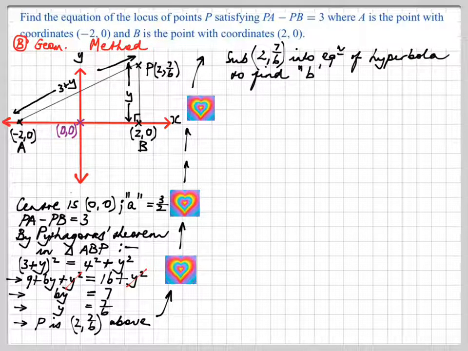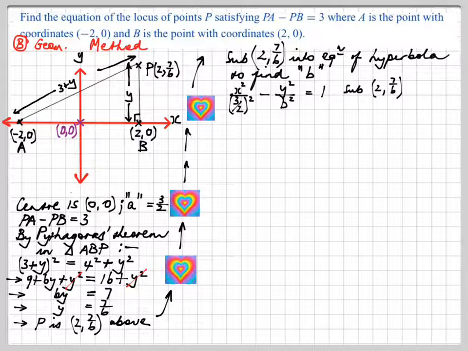Into the equation of the hyperbola to find B. And it's so simple. So you watch. Good. B's the unknown, so we're solving for B. I'm going to plug in X and Y so that B is the only unknown in that expression, as we've just found. There it goes.